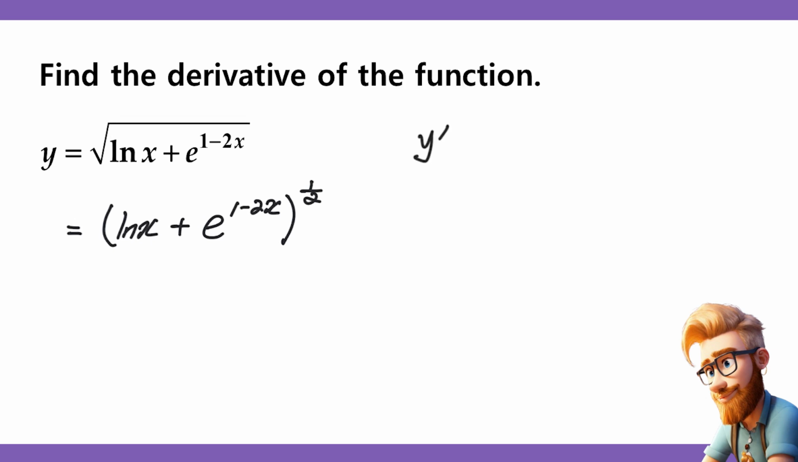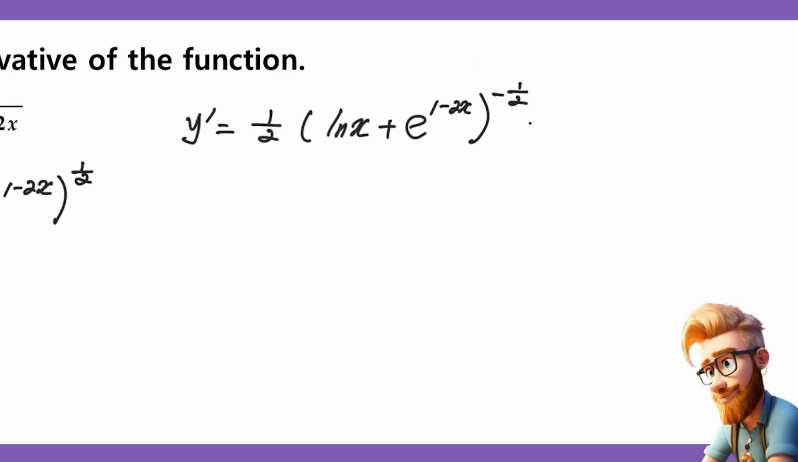So y prime is equal to, we apply the power rule first, right? So 1/2 times natural log x plus e to the 1 minus 2x to the power of negative 1/2, because 1/2 minus 1 is negative 1/2. Times, we have to multiply the derivative of the expression inside of the parentheses.